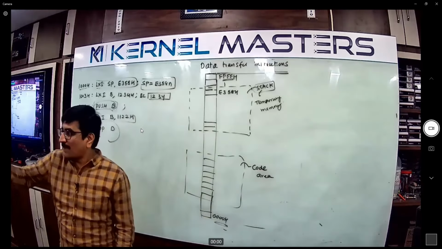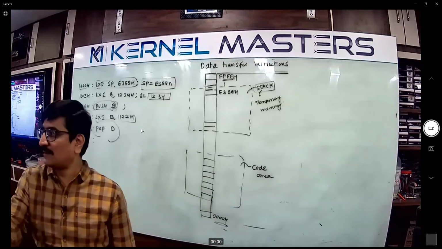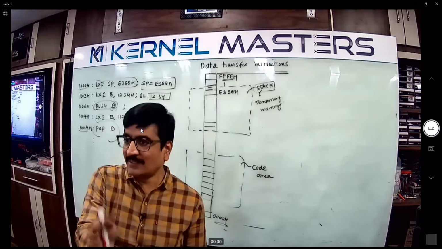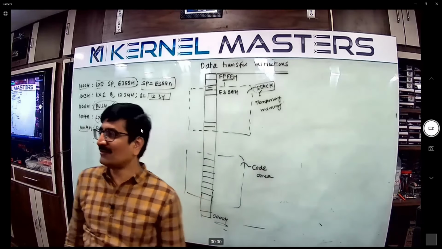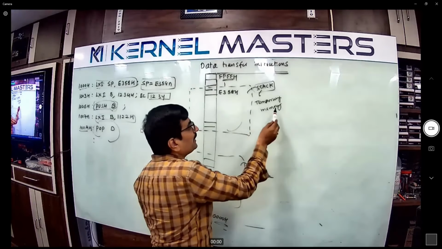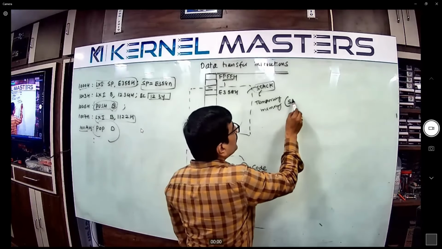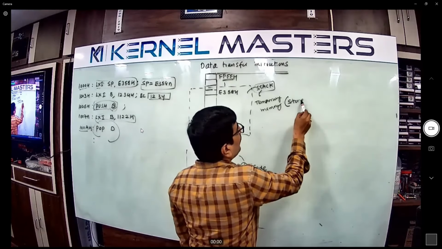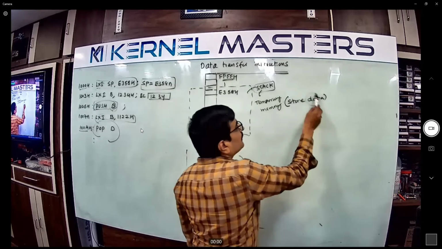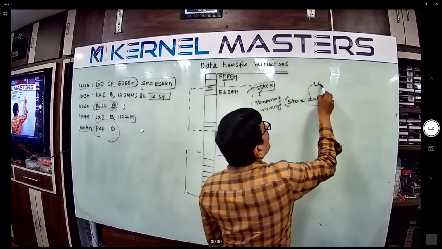So in Harvard architecture, program memory is separate and data memory is separate. Program memory is only for programs, and data memory is only for data. Understood now? The temporary memory can store temporary data. Now, in the C programming language, everyone knows the local variable.